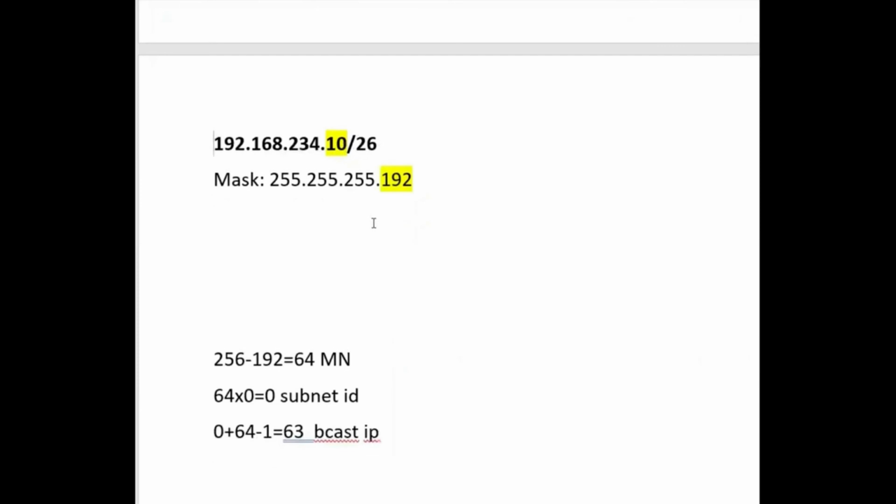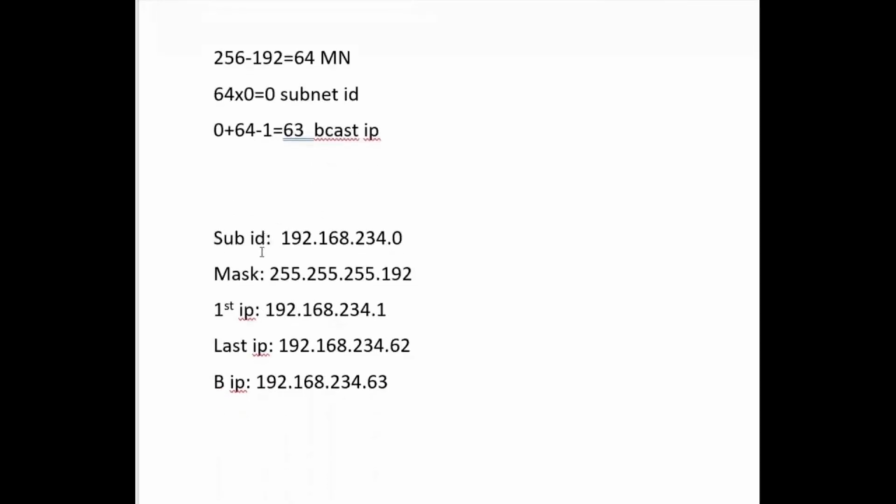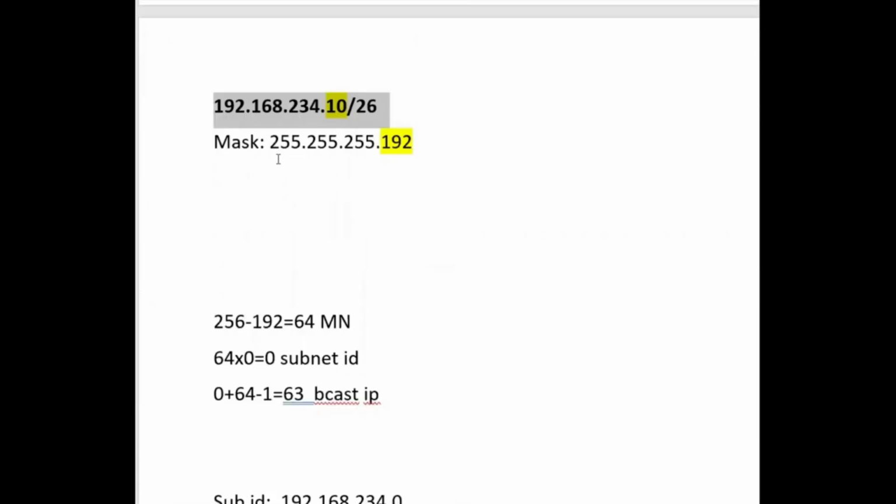So this one, 192.168.234.10/26. This is another example, right? We want to find out the subnet ID, mask, first IP, last IP, and broadcast IP, right? These are the informations we want to find out. To find out the subnet mask, the subnet mask will be 255.255.255.192 because 2 extra bits, and if it is 2 bits, if we add 128 and 64, we'll get 192.